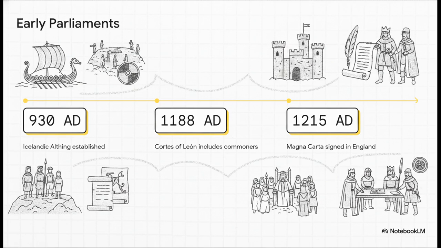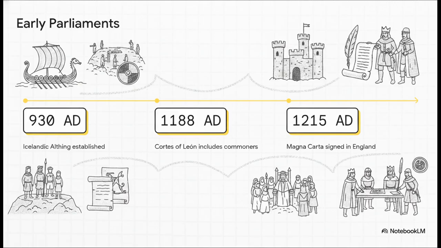Then, a massive leap forward happens around 1188 AD at the Cortes of Leon in Spain. Facing intense threats from neighboring kingdoms, King Alfonso IX needed maximum political support. So he did something totally unprecedented. He summoned not just the aristocrats and bishops, but representatives of the urban middle class. Suddenly, commoners were officially part of the conversation.